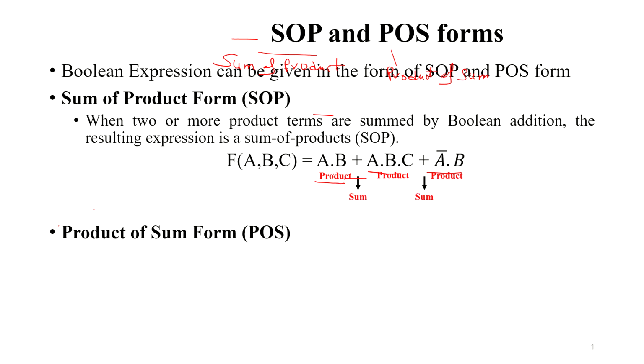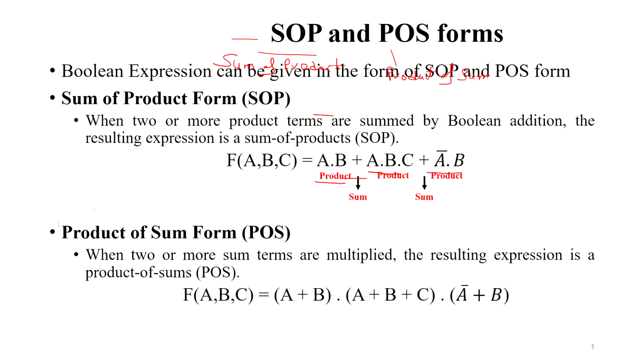Another form is product of sum, which you can write like this. These are the sums, and at last we have a product. So this is the product of sum form. Two basic forms are there, always remember: SOP and POS, sum of product and product of sum.